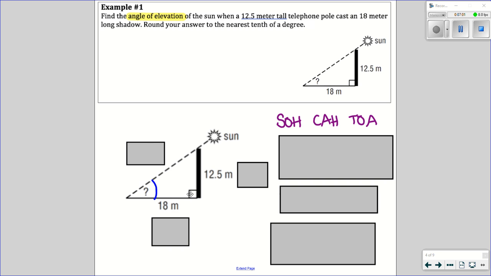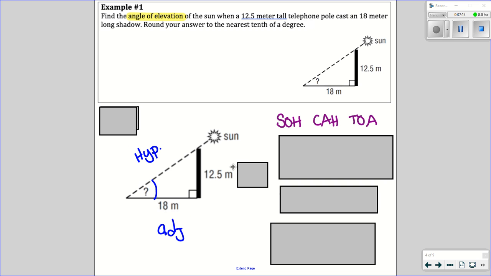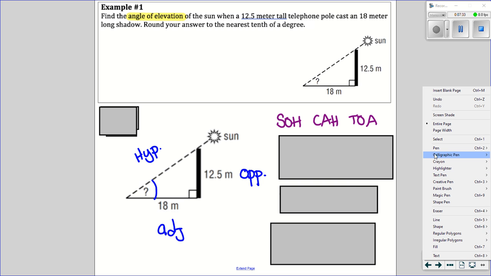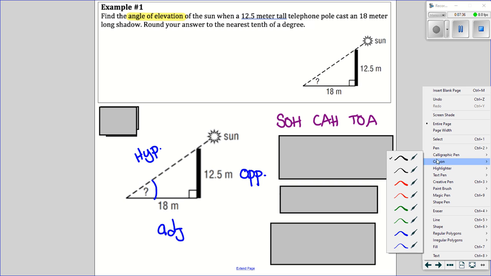This is the right angle. The opposite of that is the hypotenuse. The side that is closest to the angle that we're looking for is going to be adjacent. And what's on the other side of it is the opposite. So that's the telephone pole. All right, so we have 18 and 12.5. 12.5 is the opposite and 18 is adjacent. So that's O and A. So we're going to be using TOA, and I'm going to highlight that so that way we know that we're using that ratio.